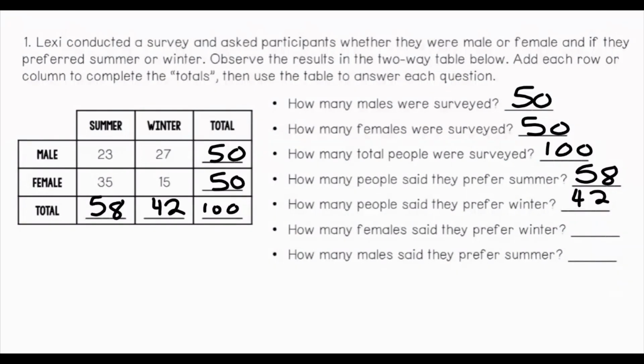Now looking at how many females said they prefer winter, so this is getting more specific. I would want the female row that correlates with the winter column, which is this box right here, which is 15 total females. Now, how many males said they prefer summer? Again, I'd look at the male row and summer column, which is 23.